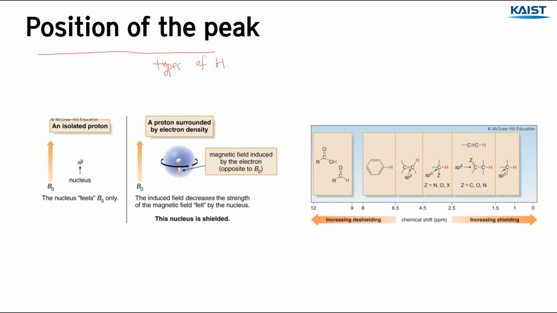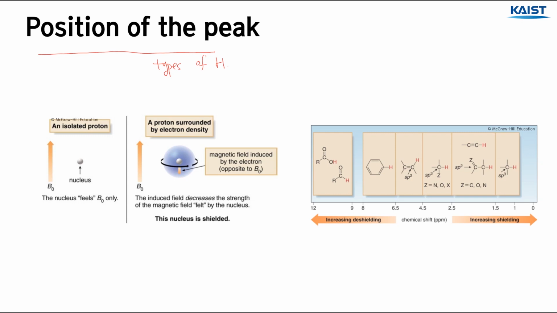We have seen that if electrons surround a proton, the magnetic field induced by the electrons opposes the external magnetic field. Since the nucleus experiences a lower magnetic field, it needs a lower frequency to achieve resonance. Lower frequency is the right side in an NMR spectrum, toward a lower chemical shift, so the shielding effect shifts the absorption upfield. In summary, higher electron density means upfield, and decreased electron density means downfield.